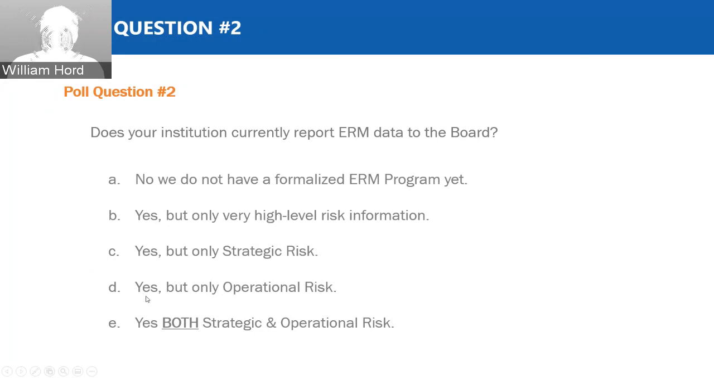D, I'm just providing operational, because maybe you're not risk assessing and providing enterprise risk data to them strategically, but you do assess all of your business processes, so therefore you've got that data. Or E, yes, we're providing both top-down and bottom-up data to our board.